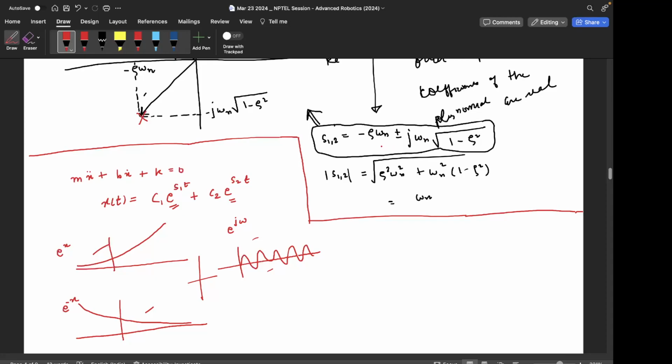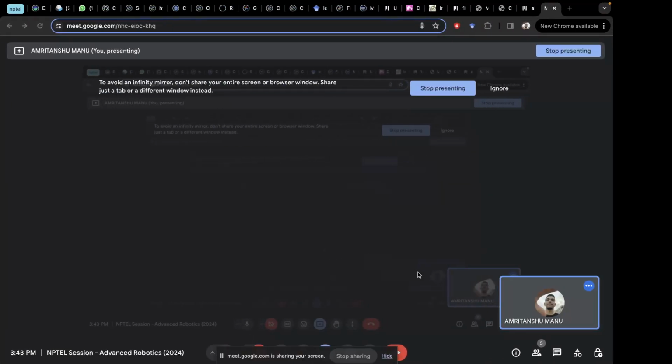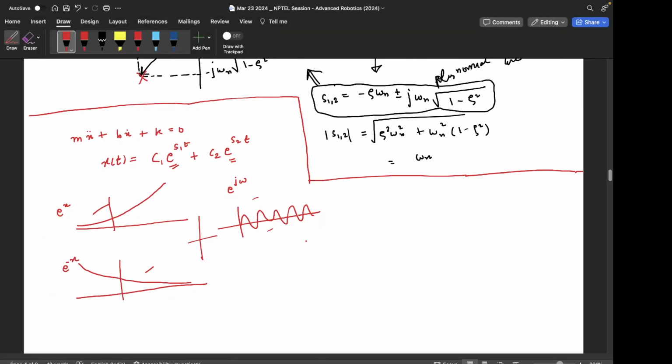It will not grow. The only thing that can take the response to infinity is some component which grows with time, and that can occur only when there is a positive real part in the root, right? So that's where this idea comes from, that the real part of the root should be negative, such that the exponentials in the solution are of decaying nature. Is the doubt clear now?